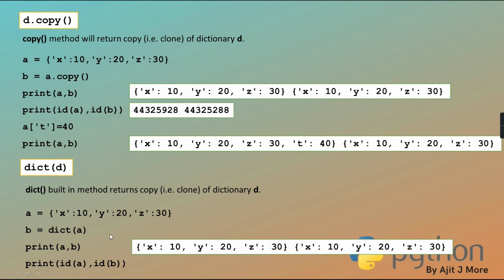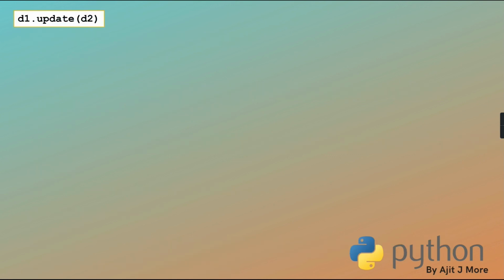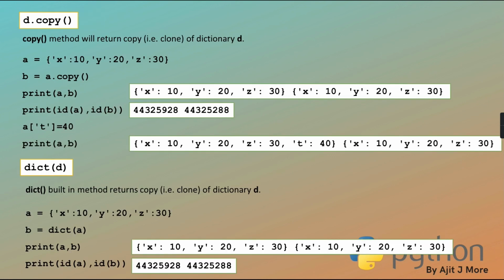Okay. So when you print A and B, initially the same. When you print and see their address, they are different. This proves that the dict constructor built-in function has created a duplicate and it has returned. Okay? Hope it is clear.